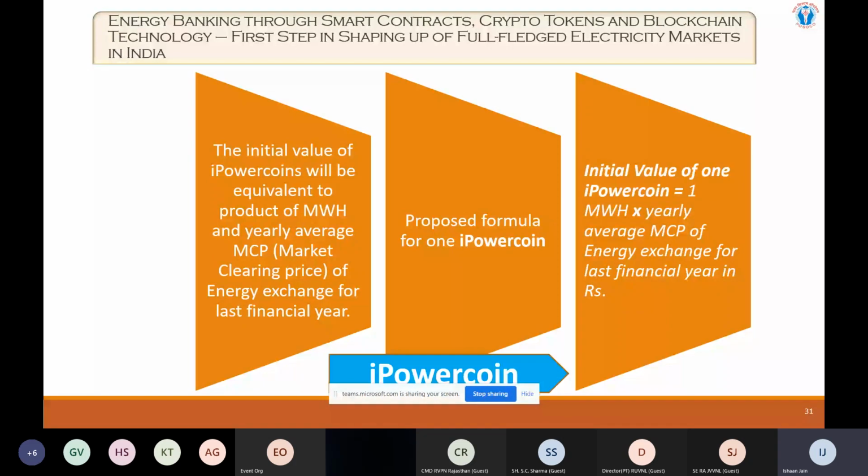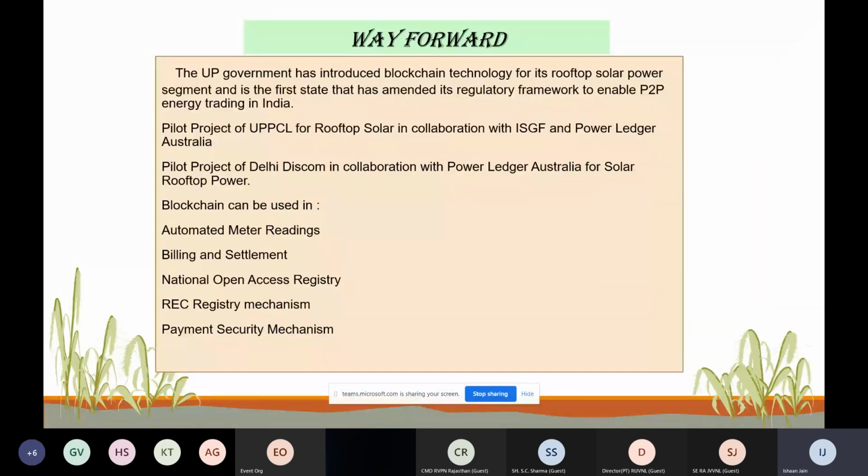In India, some pilot projects are already coming or are in the final stage. The UP government has already introduced blockchain technology for its rooftop solar power segment, and definitely in the coming years they will come out with the results. ISGF and Power Ledger Australia are collaborating on this. The pilot project of Delhi Discom is also in collaboration with Power Ledger Australia for solar rooftop power. So slowly we are entering this blockchain technology, and pilot projects are coming even in India.